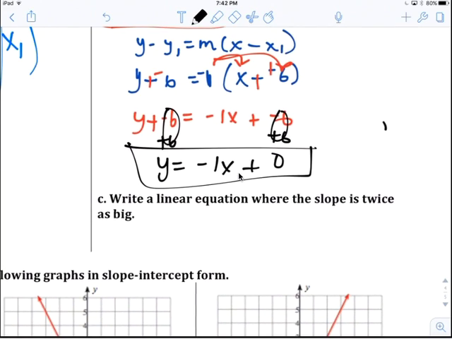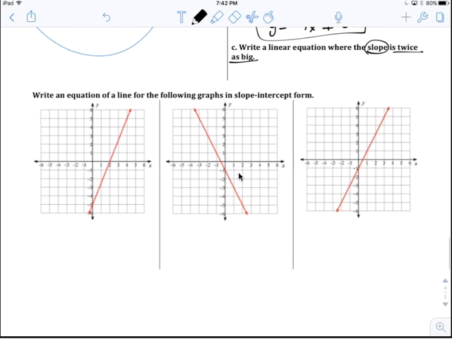Write a linear equation with the slope twice as big. Okay, that was, I told some of the class, extra credit.